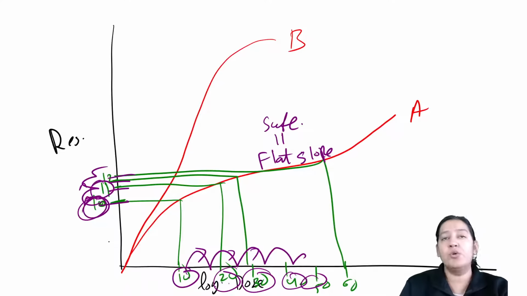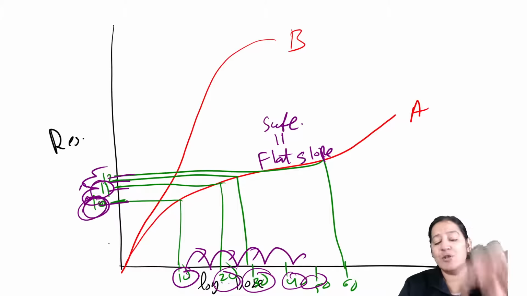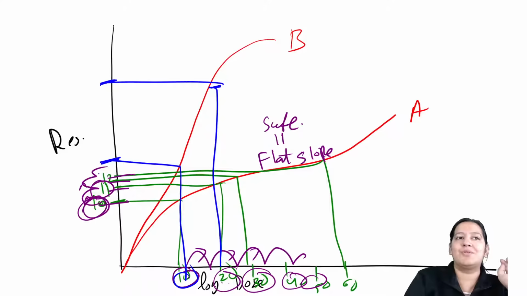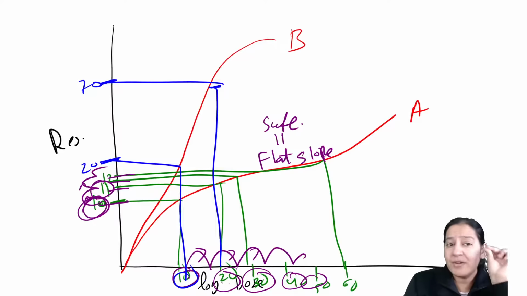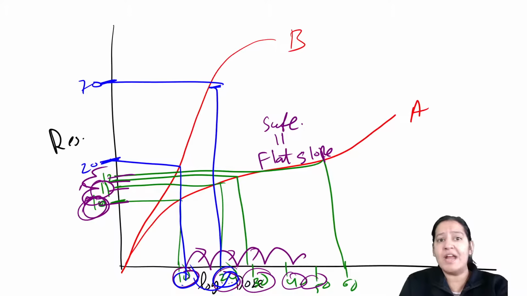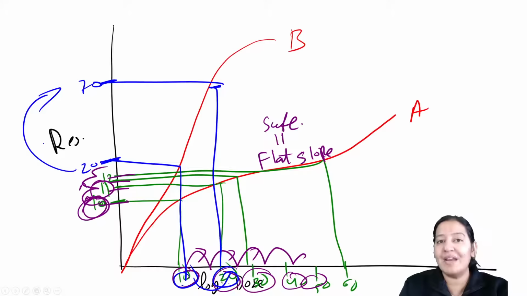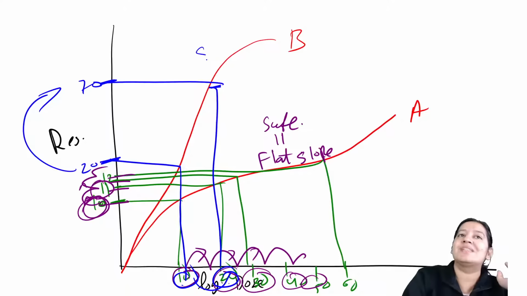Let me tell you the other way round. See the slope of drug B. If I am taking 10 milligram of drug B, this is the response. And if I am taking 20 milligram of drug B, this is the response. Initially the response was 20% and now the response is 70%. I'm increasing the dose a little bit, from 10 to 20 by mistake, and the response suddenly increases. So this slope is known as a steep slope.